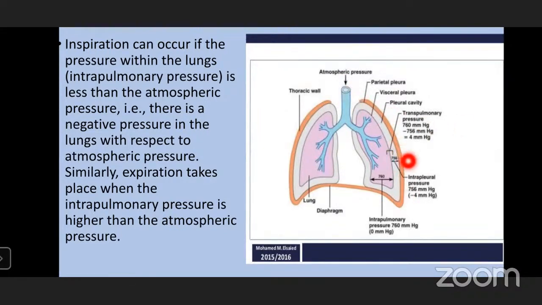Here you can see this is the pleural membrane, outer and inner pleural membrane. Outer is parietal, inner is visceral pleural membrane.